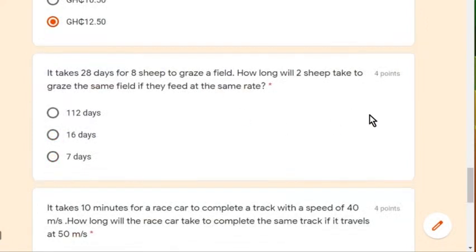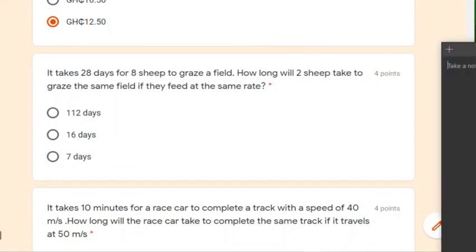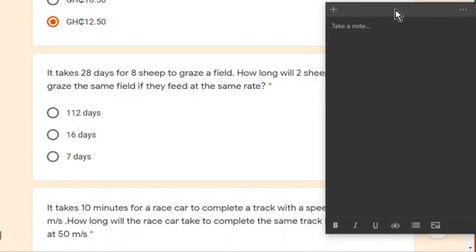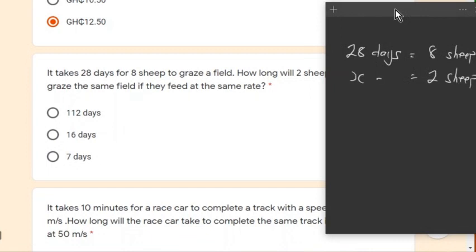It takes 28 days for 8 sheep to graze a field. How long will 2 sheep take to graze the same field if they feed at the same rate? So this tells us that it is indirect proportion. So we have 28 days for 8 sheep. Then if we have 2 sheep, how many days will that be?